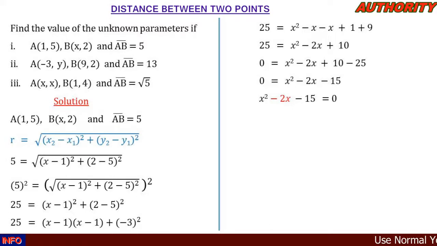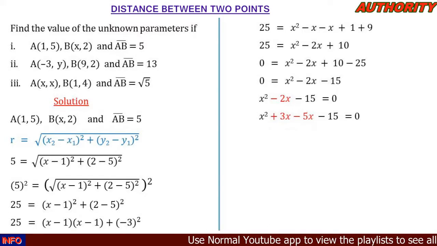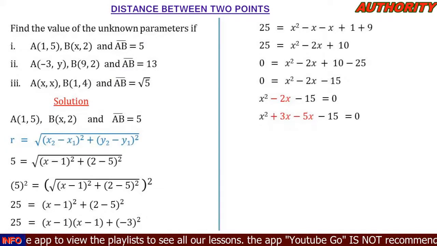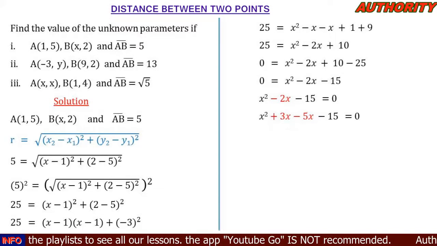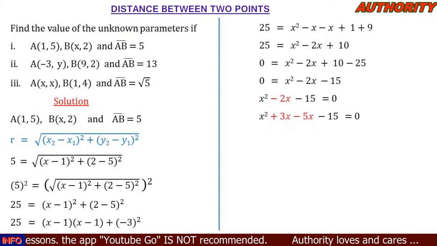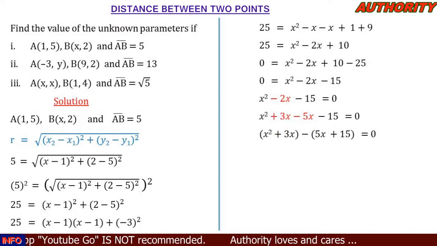So in place of minus 2x, we replace it with 3x minus 5x. So that means we're going to have x squared plus 3x minus 5x minus 15. You know, when you say 3x minus 5x, it's the same as saying minus 2x, right? Good. Then we have equal to 0. Let's group this 2 by 2. So when we group this 2 by 2, we're going to have x squared plus 3x in bracket minus, we have 5x plus 15 in bracket equal to 0.